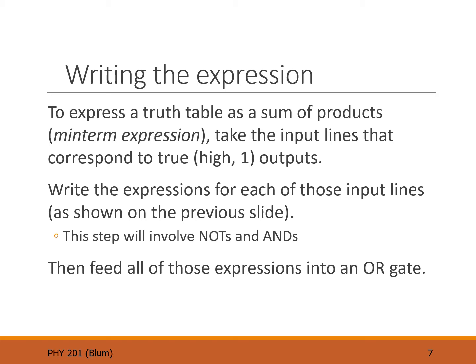We will then use these minterm expressions to create the overall expression. To do so, you look at the outputs of the truth table, and you focus on the ones. Then for those outputs which are ones, you write the minterm expression, which again involves ands and nots, and then finally you feed those expressions into an OR gate.